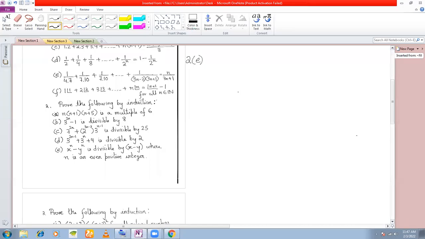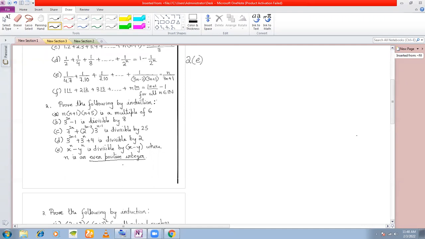The question is proved by induction. x to the power of n minus y to the power of n is divisible by x minus y, where n is an even positive integer. Okay. So till now we have been dealing only with integers, natural numbers, in fact. Positive integers, natural numbers. But in this question, if you see, they have said n is an even positive integer.